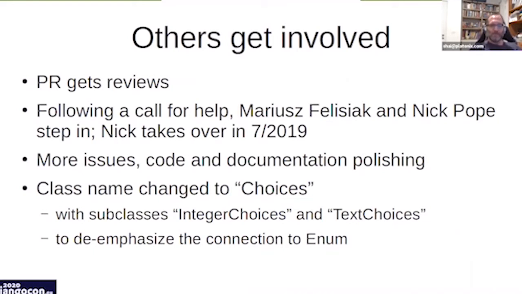At some point, the class name was changed to Choices, with subclasses IntegerChoices and TextChoices for the most commonly used value types. The change was made in order to de-emphasize the connection to enum, because at that point, we realized that enums were a tool and not so essential in the definition of the feature.